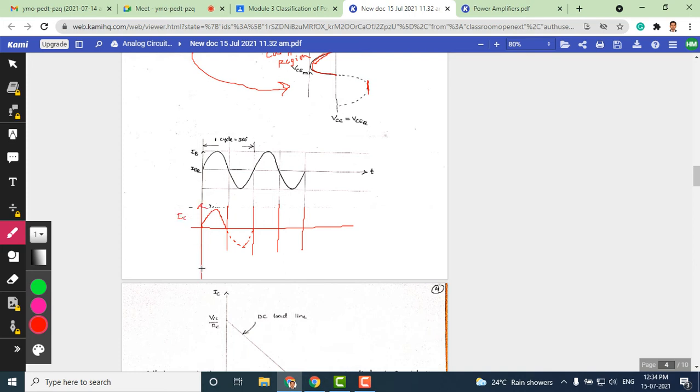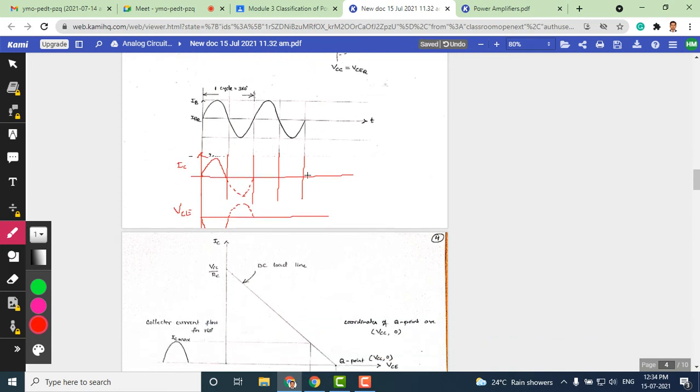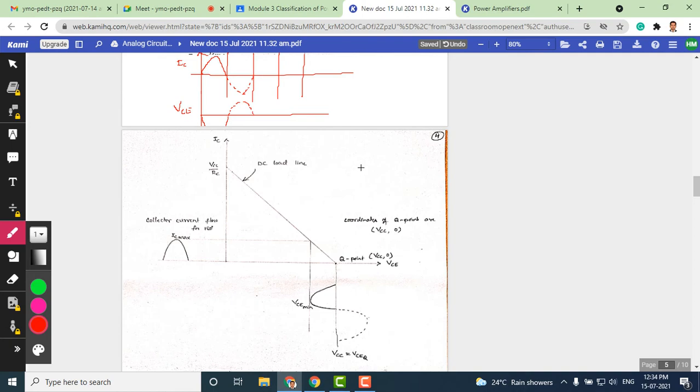Similarly, below we can show for collector emitter voltage also. So collector emitter voltage, you can see that negative cycles are passed here, but positive cycles are suppressed like this. So this is VCE. Okay. So these are the different waveforms you can show for class B amplifiers here.